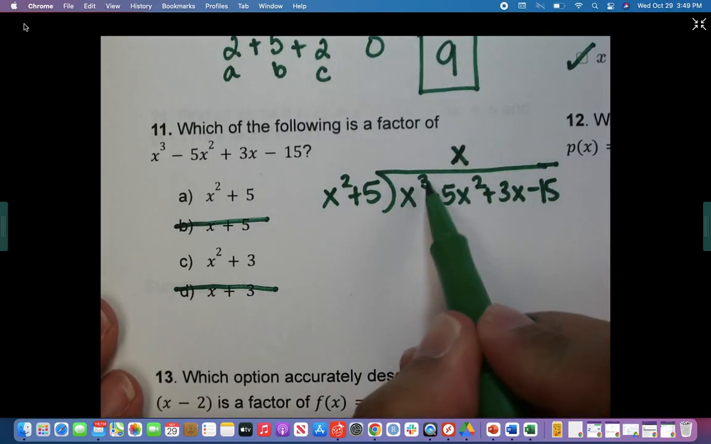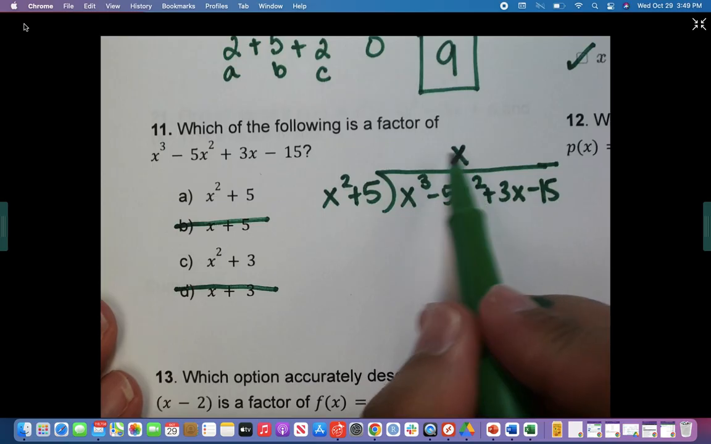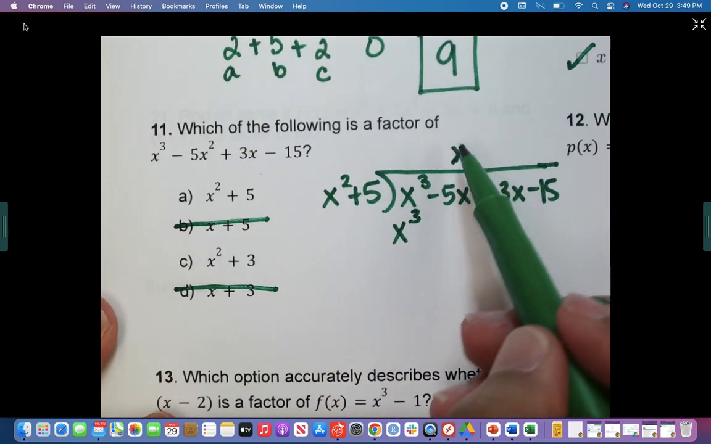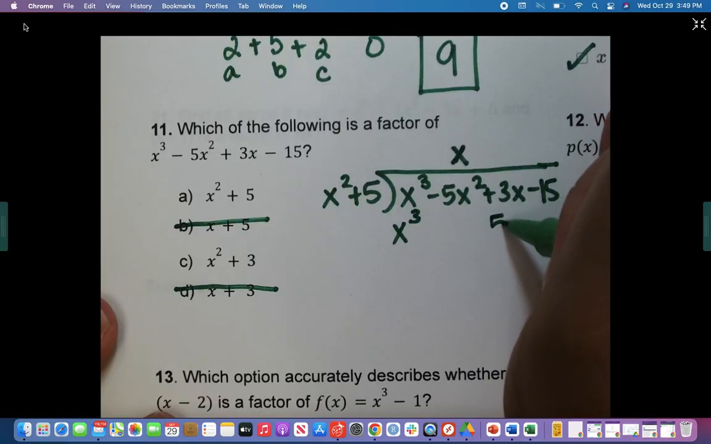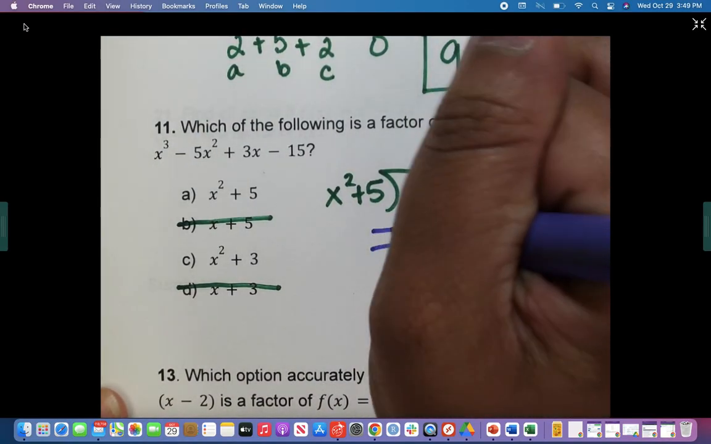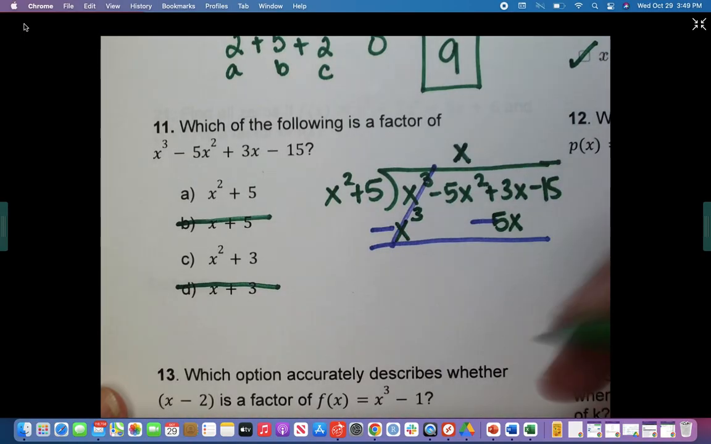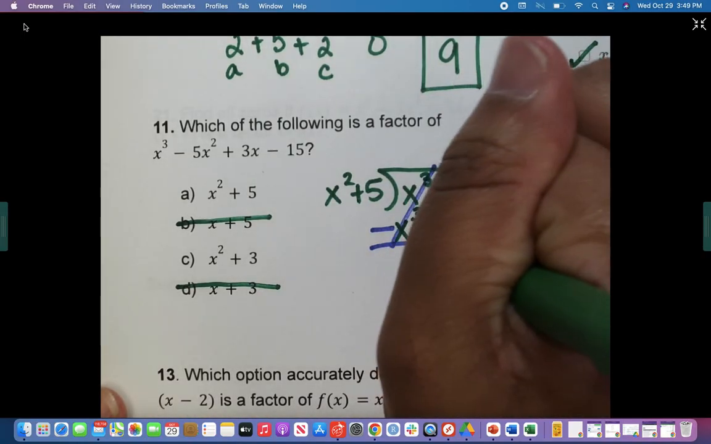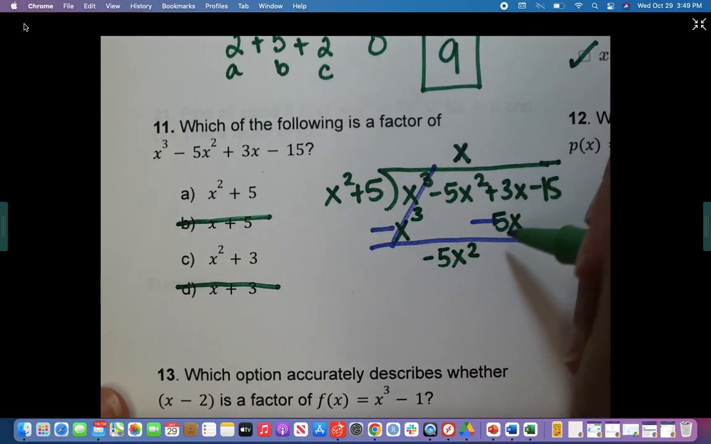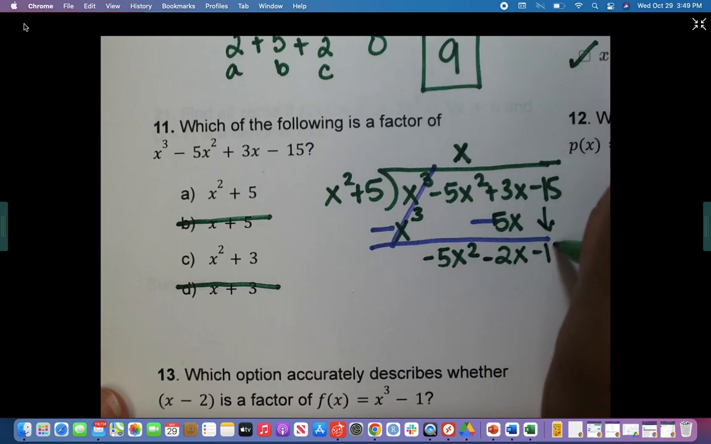All right, so x to the third divided by x squared is x. All right, so then I'm going to multiply that back through. So x times x to the second is x to the third. X times 5 is 5x. All right, draw my line, change my signs. So both of those are positive, so both of these are negative. That cancels. This drops down. So negative 5x squared. 3x minus 5x is negative 2x. And then drop down my negative 15.